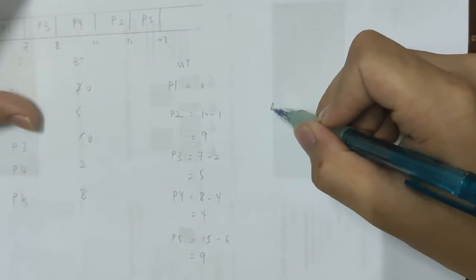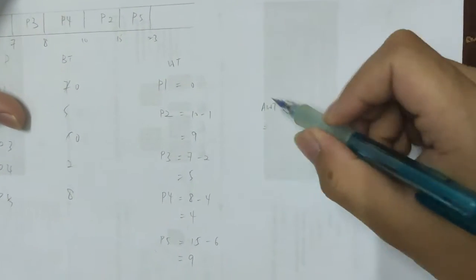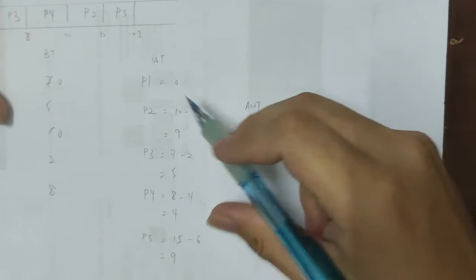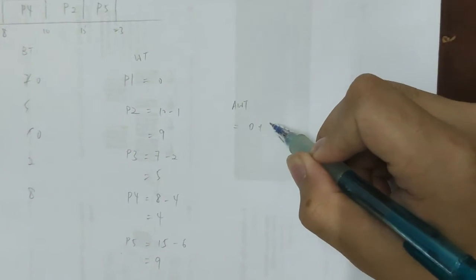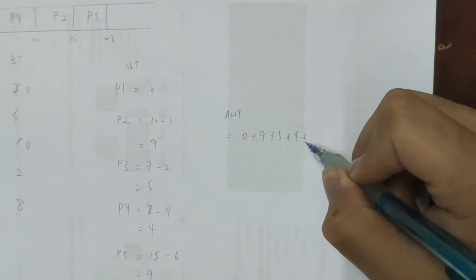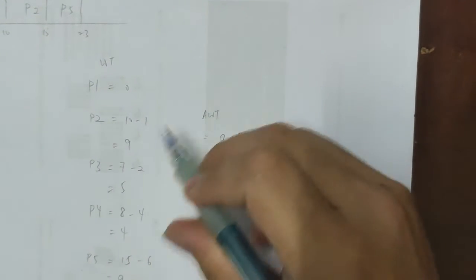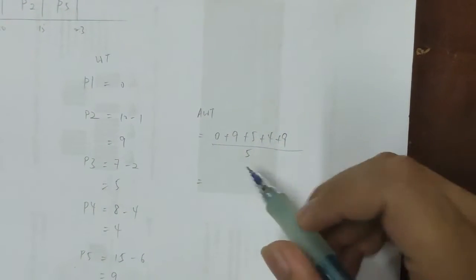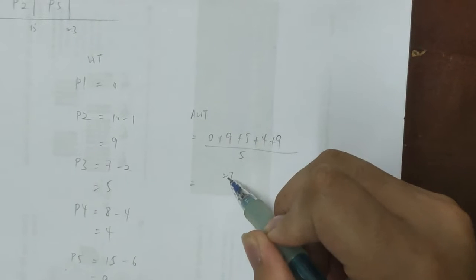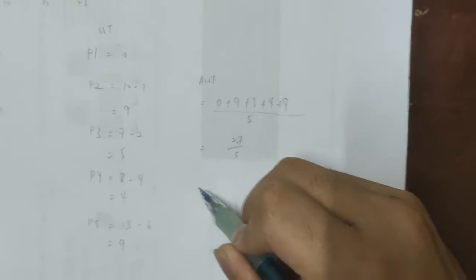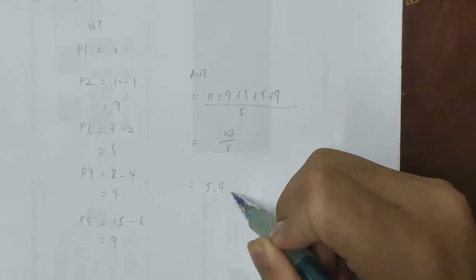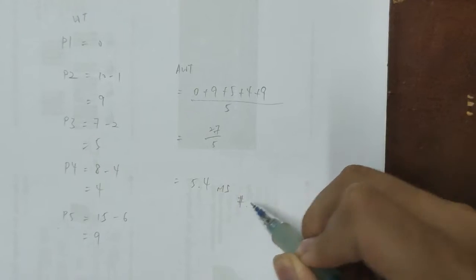The average waiting time is calculated by taking the sum of all the processes' waiting times and dividing by the total number of processes. So 27 divided by 5 is equal to 5.4 milliseconds. Done.